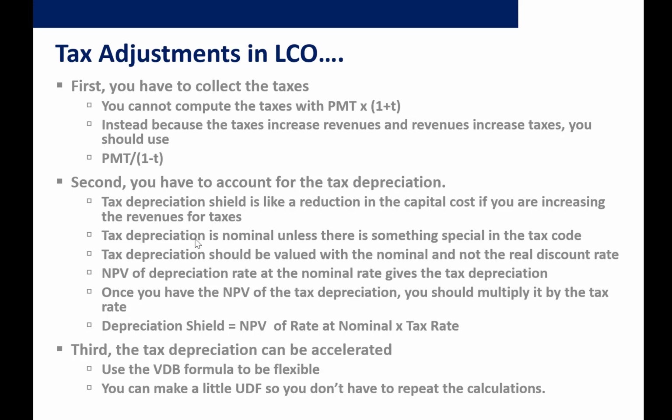And when you treat it as a reduction in capital cost, everything's at nominal rates, not at real rates. Then you take the NPV of all the tax depreciation rates, and you multiply it by the tax rate. Here's the formula. And you get a factor that might be 0.3 or 0.2 or something. And you take the capital cost and reflect the tax shield in the capital cost.